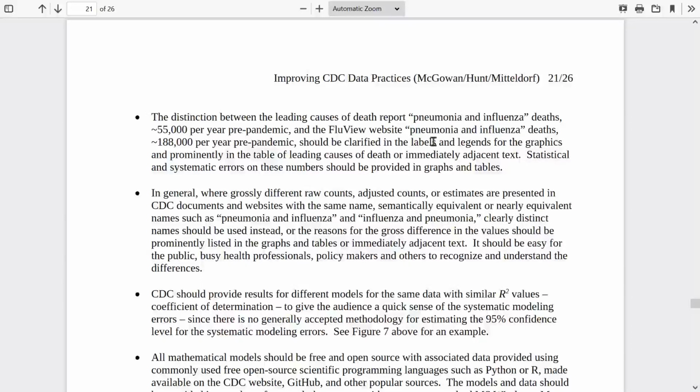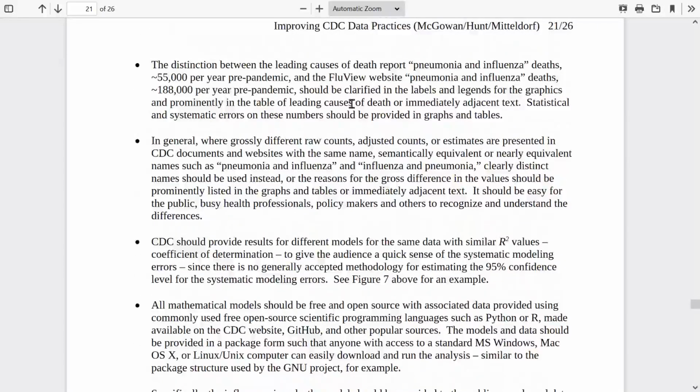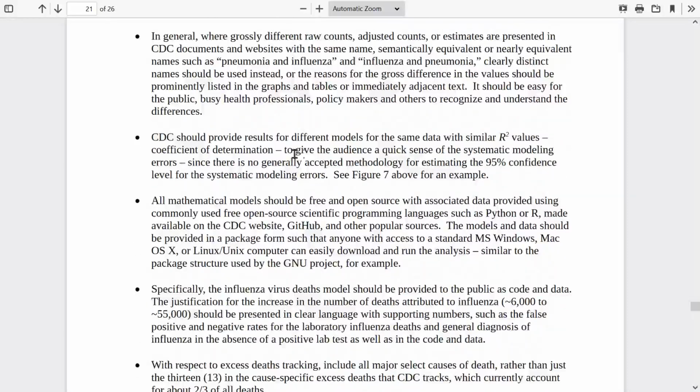Ideally, they should have some sort of different names that clarify that they are actually two different things, which they must be to be so different. They differ by a factor of over 3. Systematic modeling problems or errors should also be reported, which can be done by fitting different models to the data and seeing how different the results are.